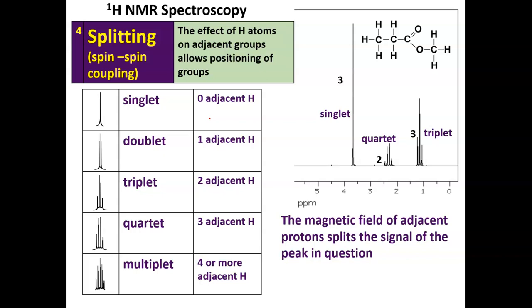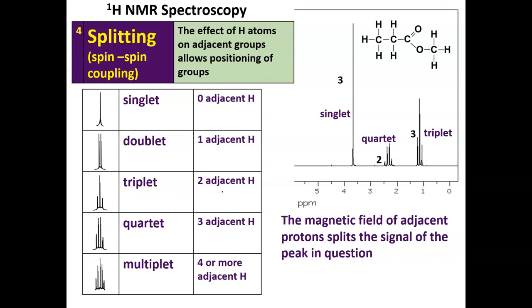A doublet has 1 adjacent H. A triplet has 2 adjacent H's. They could be on one side or either side. A quartet will have 3 adjacent H's. And of course, a triplet and a quartet are what we have in our spectrum, and these are very common. A triplet and a quartet usually shows us an ethyl group. More about those recognizable ones later on.